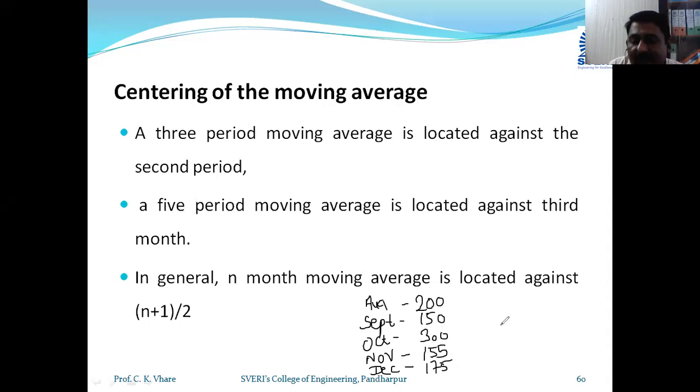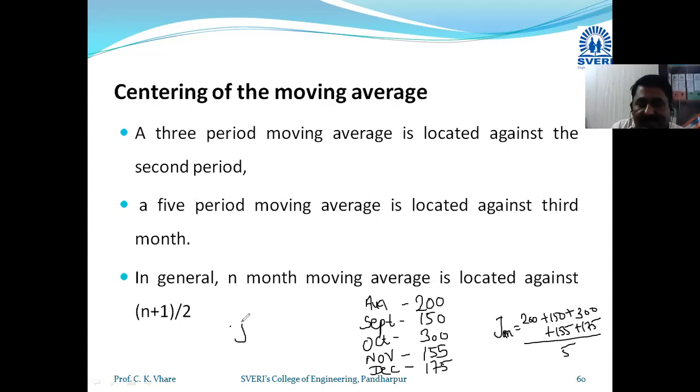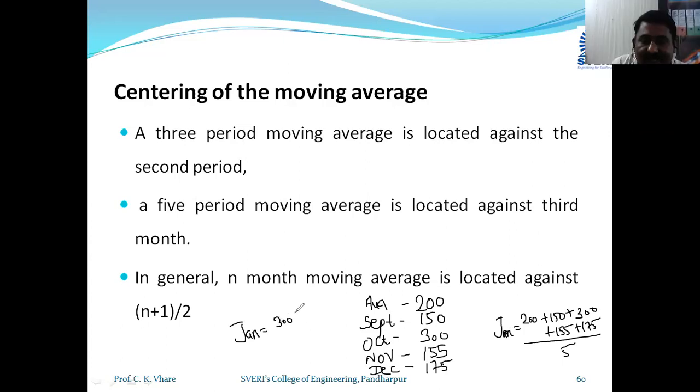then I can go for this January calculation as the demand for August to December, the last 5: 200 plus 150 plus 300 plus 155 plus 175 divided by 5. This is taken by considering 5 months. Let us proceed. I will say the month of January based on the previous 3 months, October, November, and December. So 300 plus 155 plus 175 divided by 3. So in this way, friends, we can calculate this moving average. The n may be 3 months, the n may be 5 months, no problem.